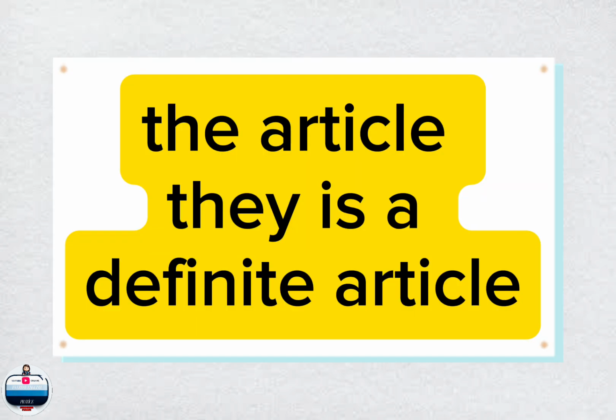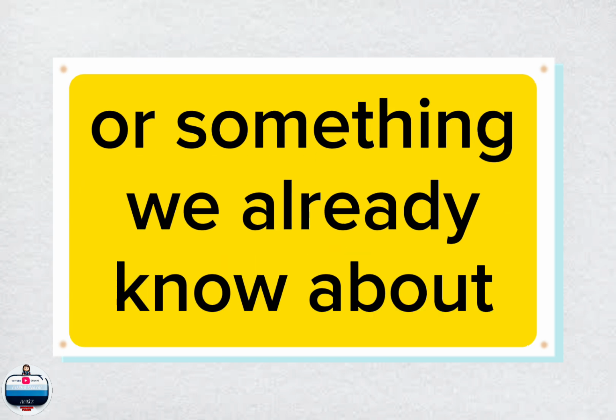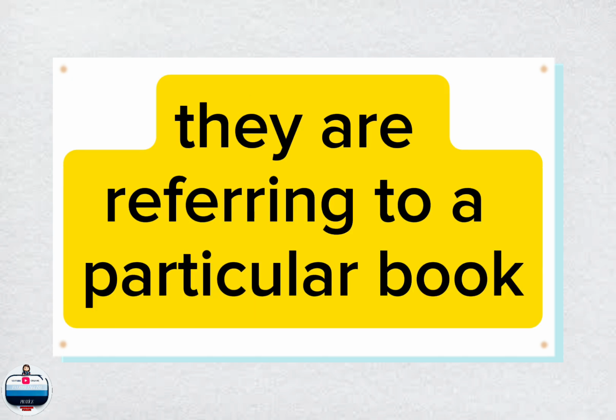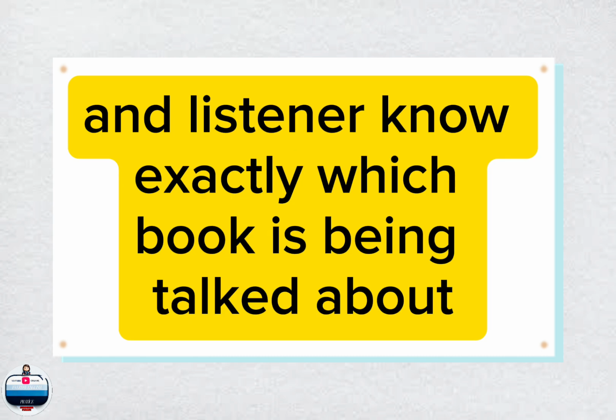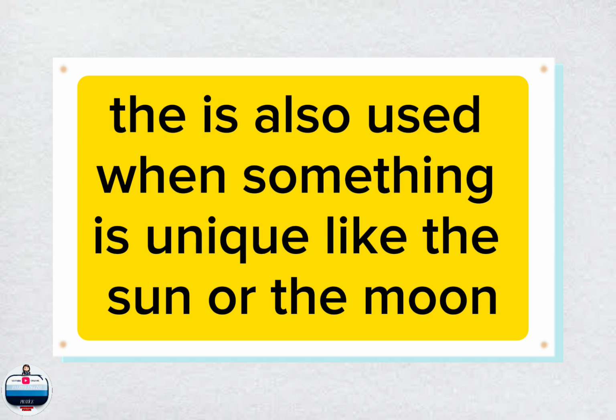The article the is a definite article. It is used to refer to something specific or something we already know about. For instance, when someone says, the book on the table, they are referring to a particular book, not just any book. The use of the shows that both the speaker and listener know exactly which book is being talked about. In some cases, the is also used when something is unique, like the sun or the moon.